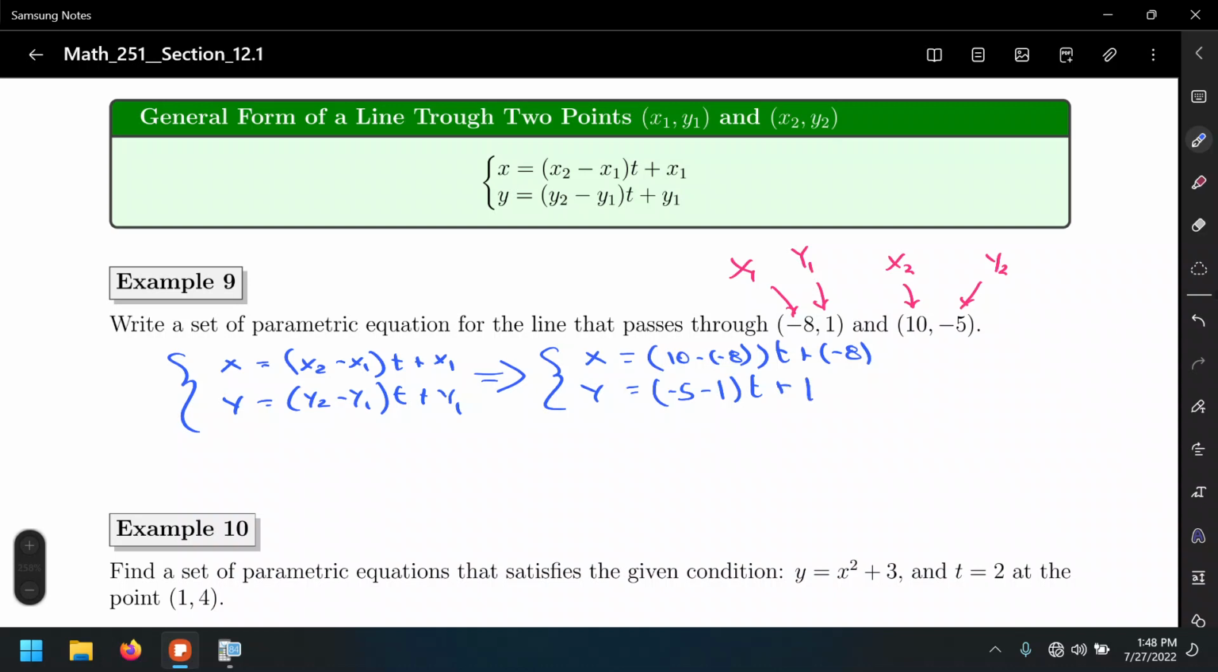All right. So let's just clean up the parentheses and the negative sign. So that's going to be 10 plus 8. That's 18. 18t minus 8 on the one hand. And for the y equation, it's going to be negative 5 minus 1, negative 6t plus 1. So that's the set of parametric equations, of linear equations that actually pass through these 2 particular points.